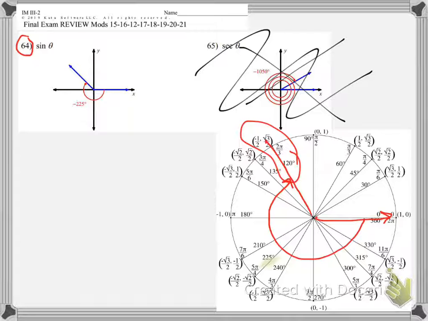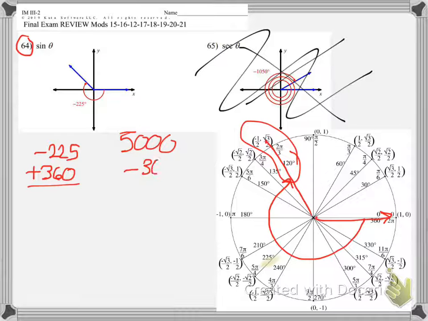I think it's easier to say -225. Not a good number. Add a full circle. Why did I add instead of subtracting? Because it's too small. I want it to get bigger. If somebody gave me something like 5,000, I would have to start subtracting 360s until I can get it down to normal. So -225 plus 360 is 135 degrees.